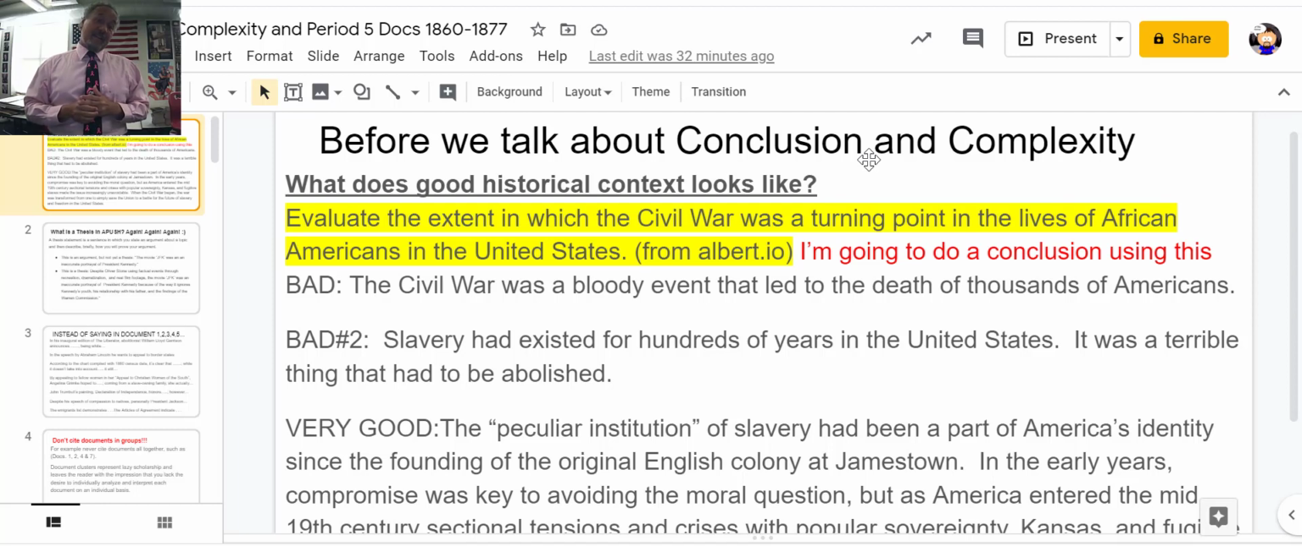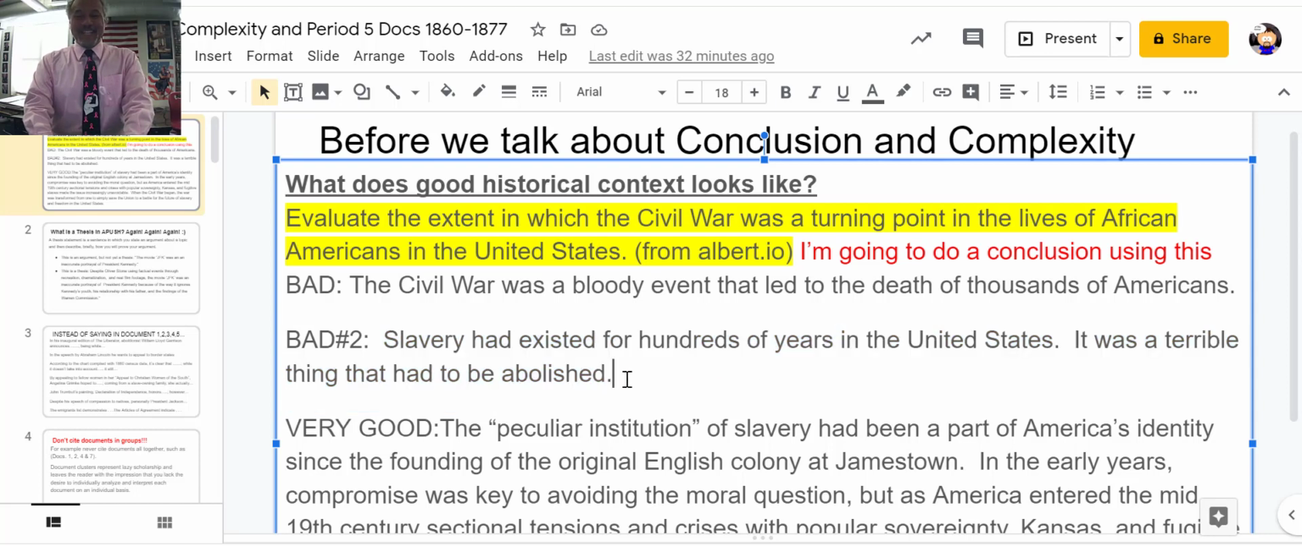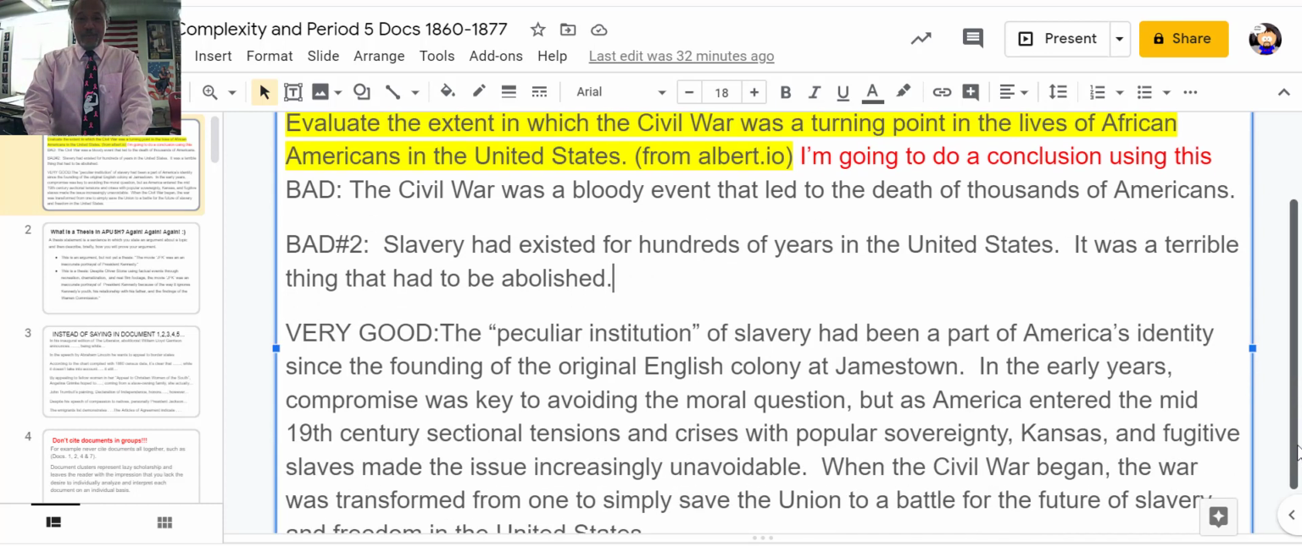That almost sounds like a filler statement. Anytime something is a little bit too general, hopefully you can follow that up with some good historical context. Slavery has existed for hundreds of years in the United States. It was a terrible thing that had to be abolished. Please don't have this kind of commentary in your essay. That sounds a little bit too emotional.